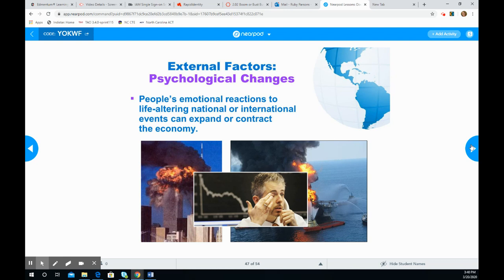Psychological changes. People's emotional reactions to life-altering national or international events can expand or contract the economy. Just like what happened on 9/11. What's happening now? People getting sick. It's bothering people, and therefore it also will affect the economy.